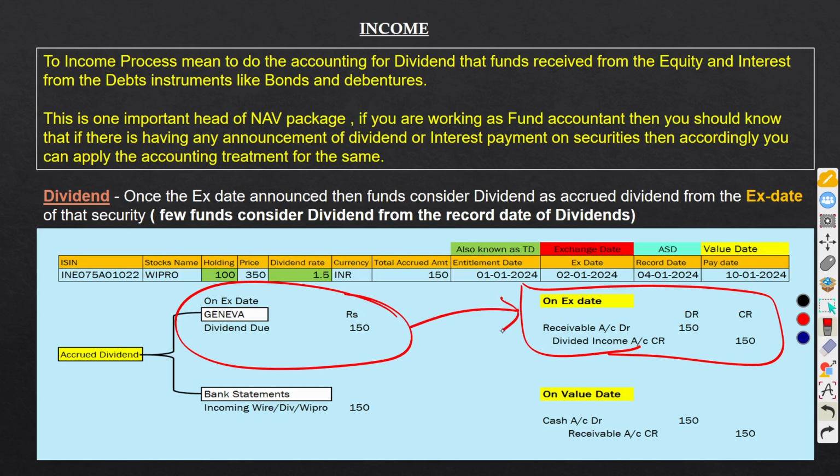The receivable will be received on the value date, which means the payment date. On the payment date, you reverse the receivable and the cash is received. You can accept the cash payment, which will be received on the bank statement through wire or a different reference number, so that you can refer to it and cross-verify with Geneva or the accounting system. The accounting system versus the bank statement should tie. If it ties, then you can post the accounting entry: cash account debit, receivable account credit.